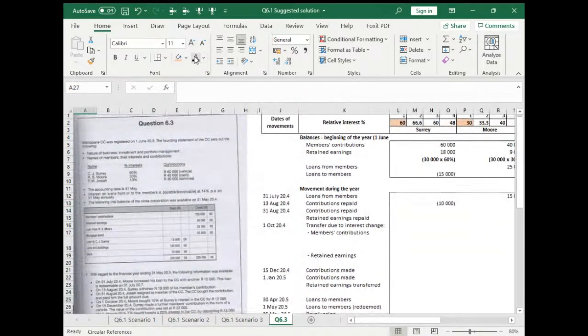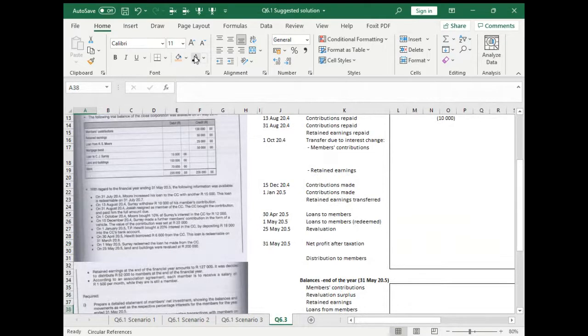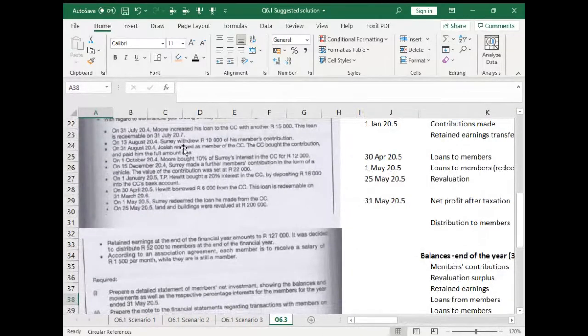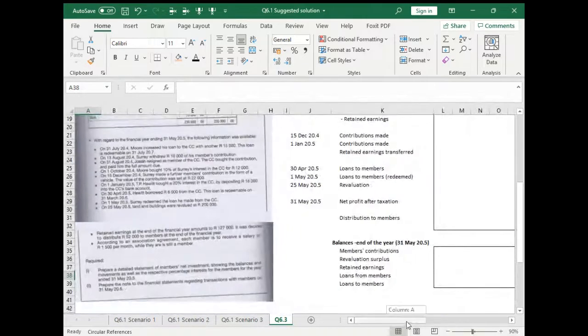Then if we look at the 31st of August, now we've got a member that has resigned. Can we just increase that? On the 31st of August, Joshua resigned as a member of the CC, and the CC bought the contribution and paid him the full amount. So we said if someone resigns, what happens? We buy out the contribution, we buy out the retained earnings. The only change would be the percentages at the top after the person has resigned. So let's see how it impacts this calculation.